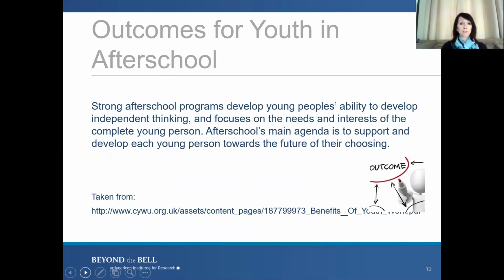Outcomes for youth and after school. Strong after-school programs develop young people's ability to develop independent thinking and focuses on the needs and interests of the complete young person. After school's main agenda is to support and develop young people towards the future of their choosing.